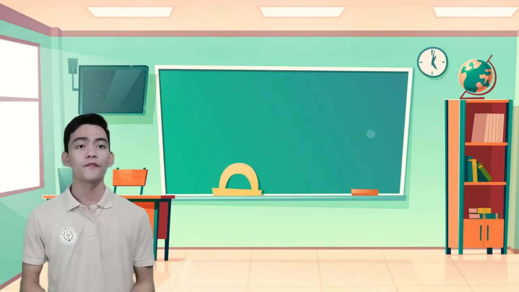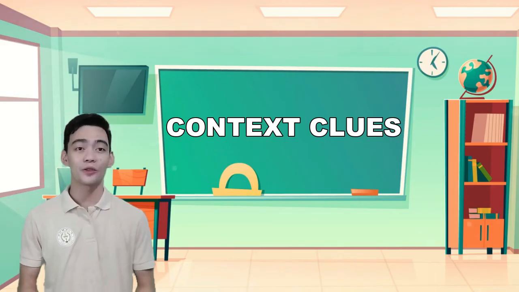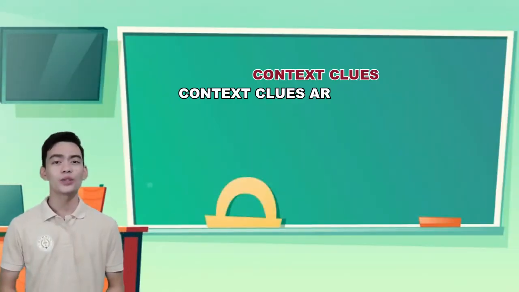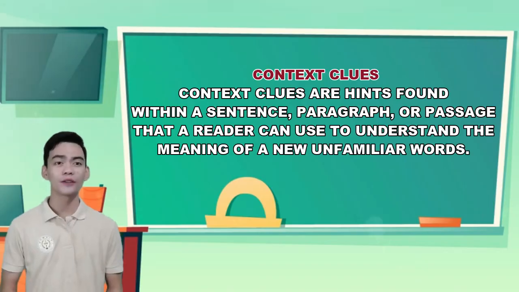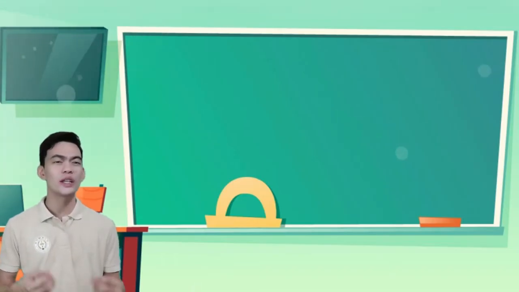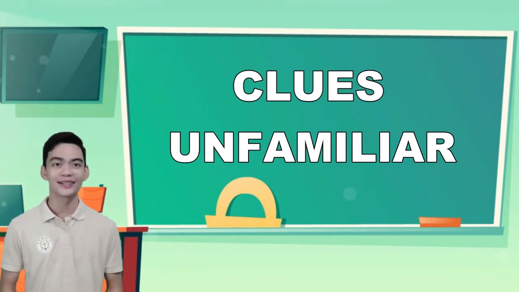Our topic is about finding context clues. What are context clues and how to recognize them? To begin with, context clues are hints found within a sentence, paragraph, or passage that a reader can use to understand the meaning of new, unfamiliar words. From this meaning, we have two essential words that we need to remember. One is clues, and the second one is unfamiliar.